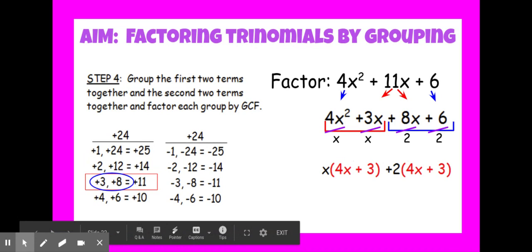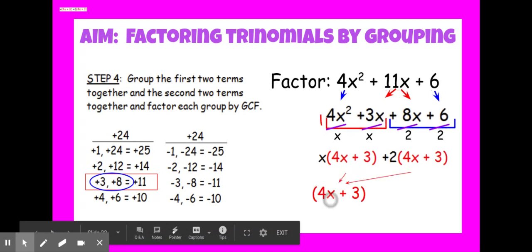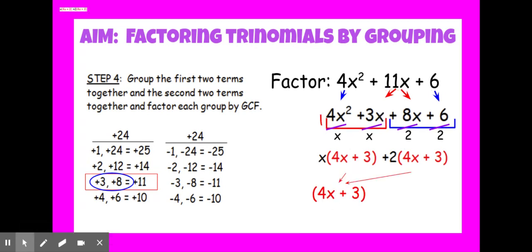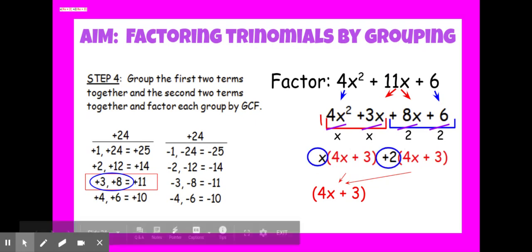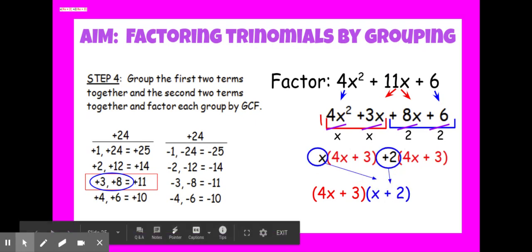Now, our common factor is the 4x plus 3. That comes out of the factors. We pull that out, and then our x plus 2 is left over. That goes into a set of parentheses. So our final answer is going to be 4x plus 3 times x plus 2. Pause the video and make sure you get this down.